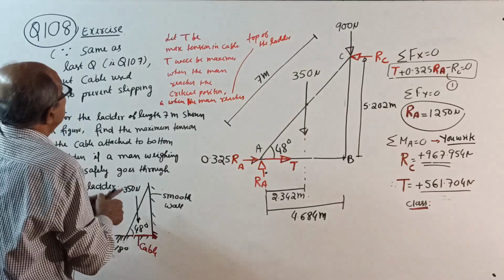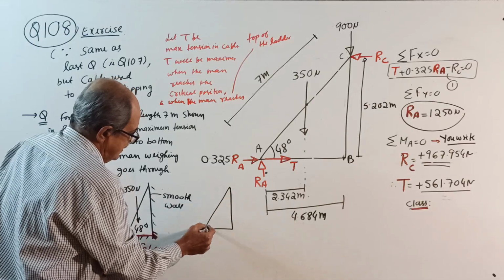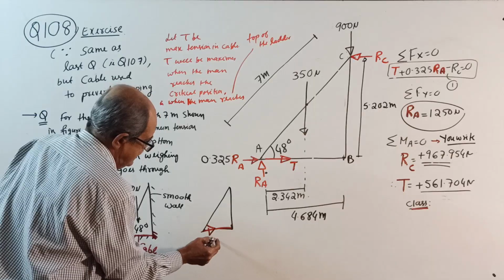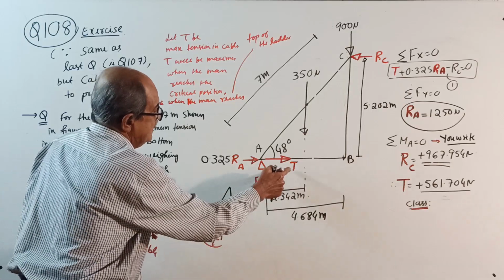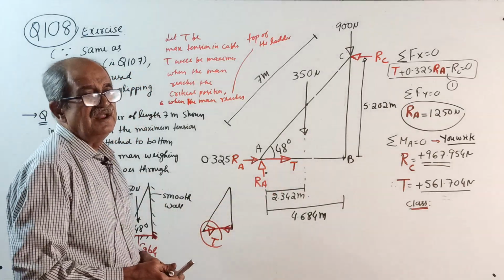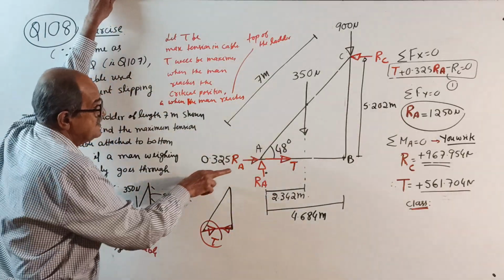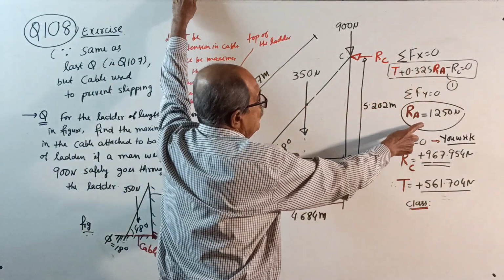It's also been told so many times. This way, your cable is here. Tension T, there is also tension. But for the ladder, this tension is acting, T. Now this question is exactly the same as the last question. Last time P, this time T. Sigma Fx equals 0 is there. Sigma Fy equals 0 is there.